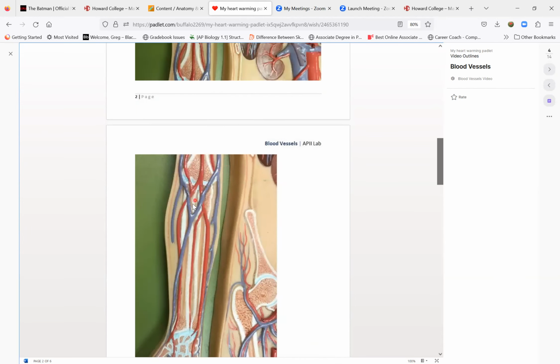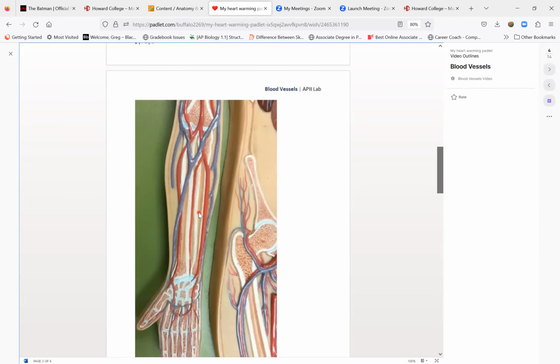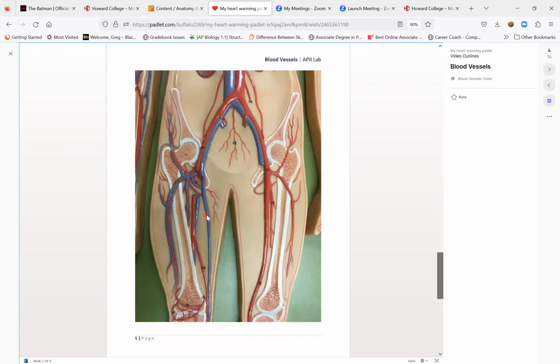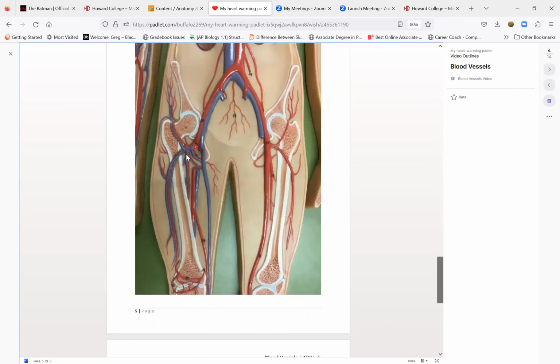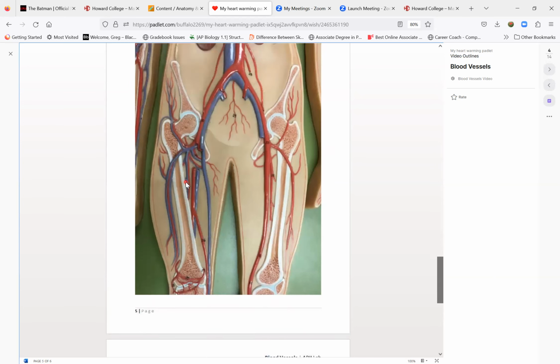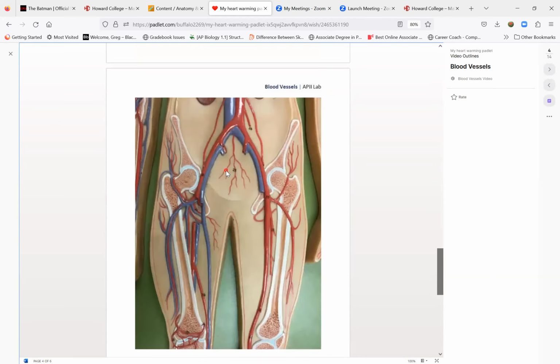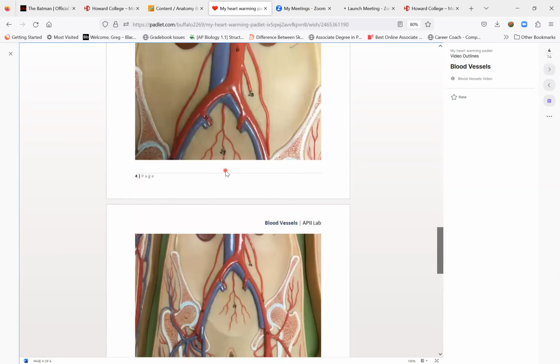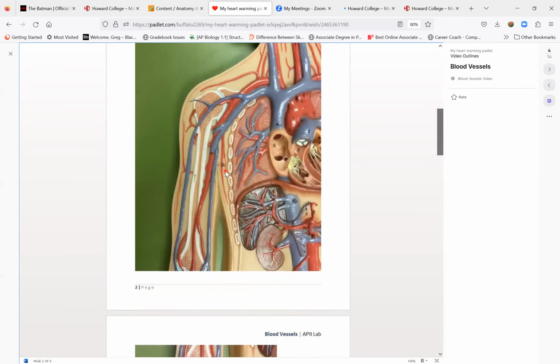And then this coming across is called the median cubital vein. It's actually the right median cubital vein. These diagrams, for some reason, sometimes, and you can tell here, look, here's an artery coming down here. They don't have it as much, trying to show you different levels of where the vessels are going. And sometimes they leave some out.